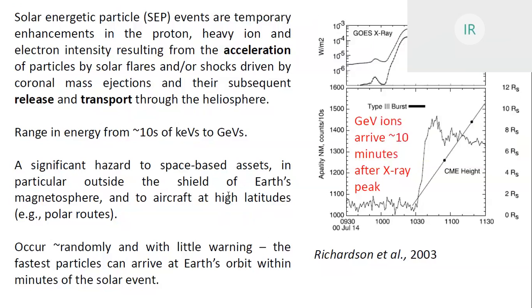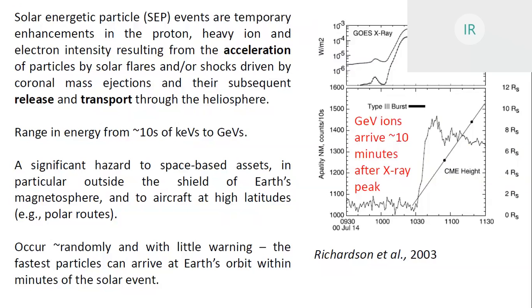Okay, right. So solar energetic particles are temporary enhancements in the proton, heavy ion, and electron intensity resulting from the acceleration of particles by solar flares or shocks driven by coronal mass ejections, and their subsequent release and particle transport through the heliosphere. They range in energy from tens of keV to GeV. There's significant hazard to space-based assets, in particular outside the shield of Earth's magnetosphere, and aircraft at high latitudes. Part of the problem is they occur fairly randomly with little warning, and the fastest particles can arrive at Earth's orbit within minutes of the solar event.